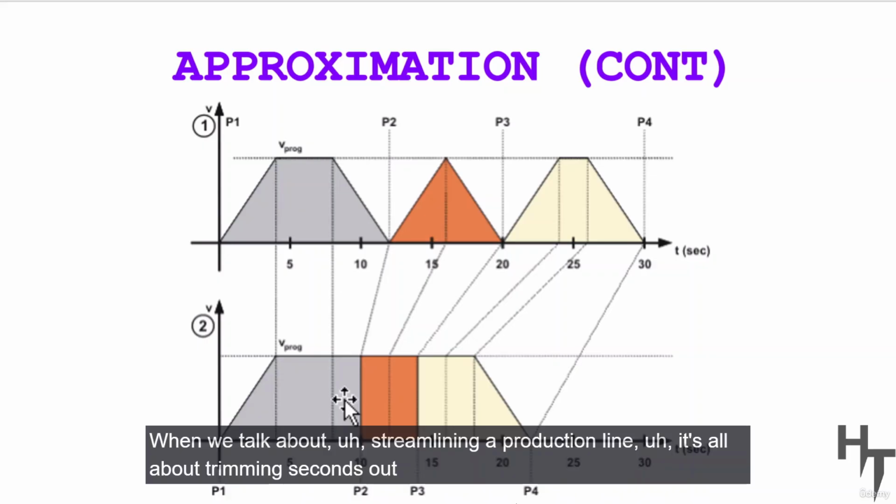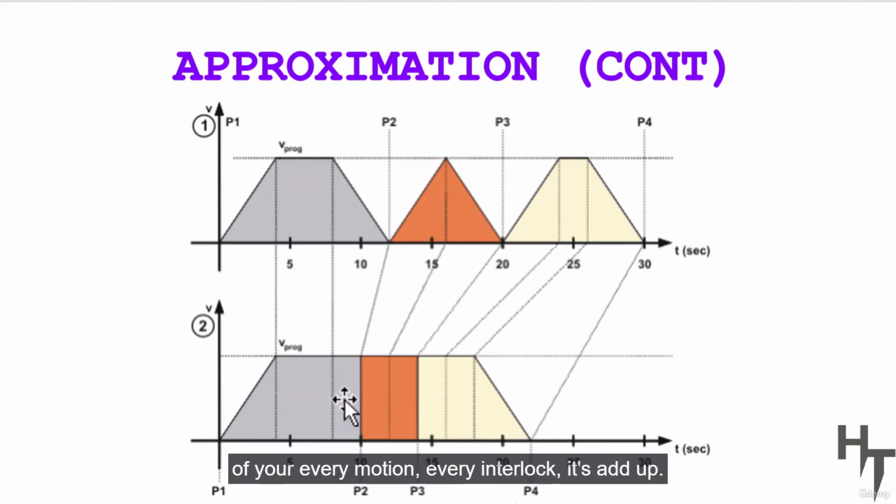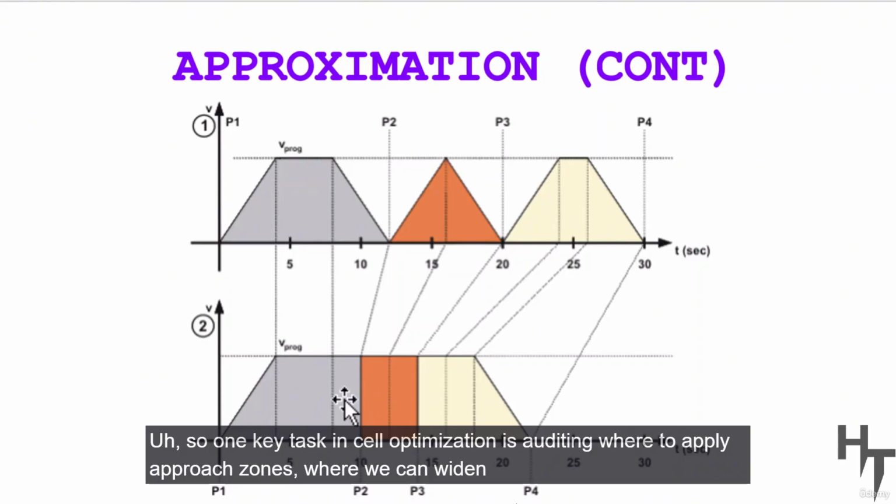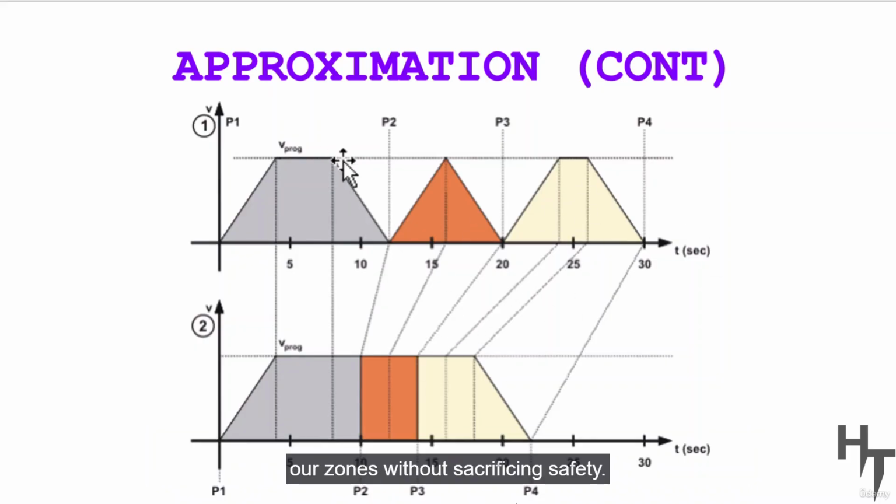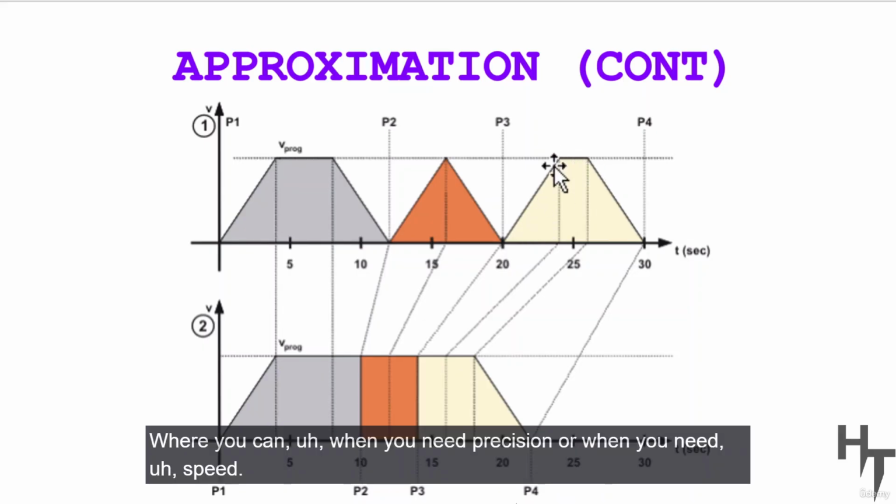When we talk about streamlining a production line, it's all about trimming seconds out of every motion, every interlock. It adds up. So one key task in cell optimization is auditing where to apply approach zones, where we can widen our zones without sacrificing safety. Where you can, when you need precision or when you need speed.